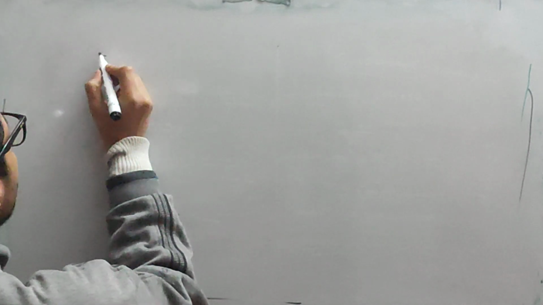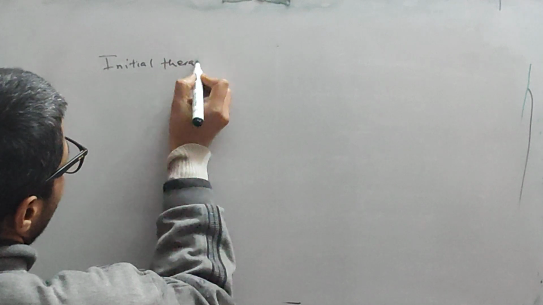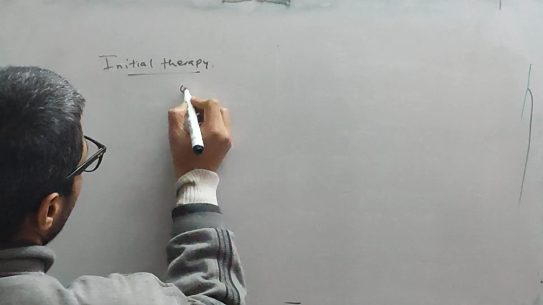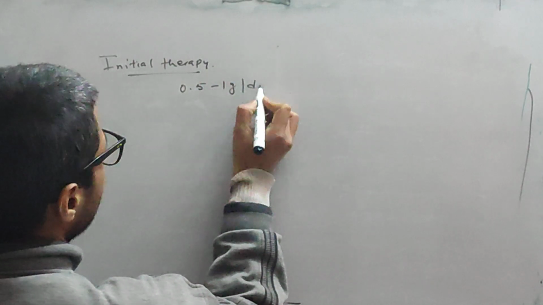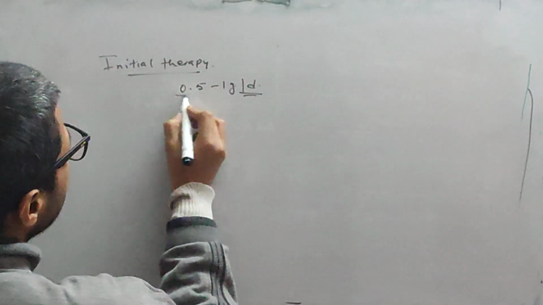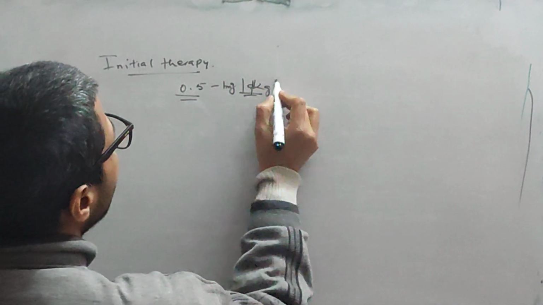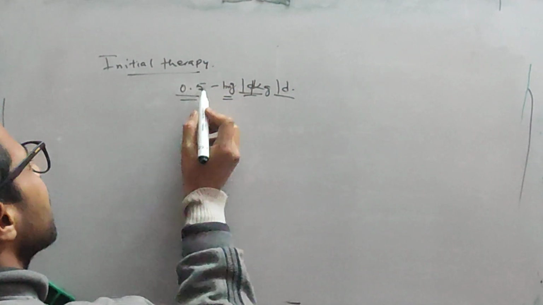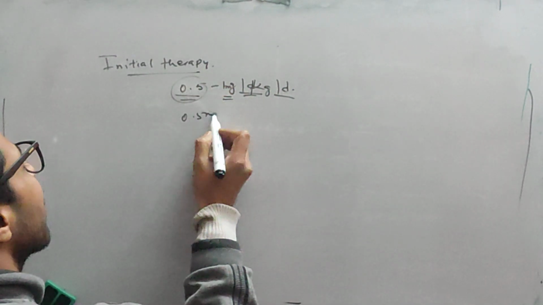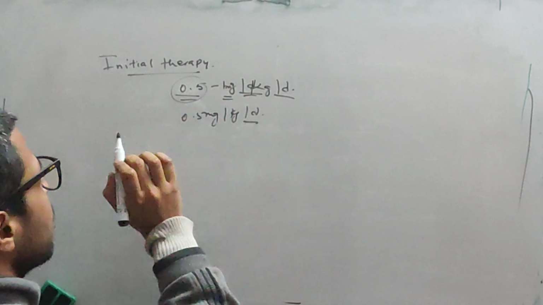Now let's talk about it in detail. Regarding initial therapy, I already told you the prednisolone dose is 0.5 to 1 mg per kg per day. You generally use 0.5 mg per kg per day. Don't go for 1 mg, because it has been shown that even if you use 0.5 mg per kg per day, it is equivalent to using a higher dose. So limit prednisolone dose to this.